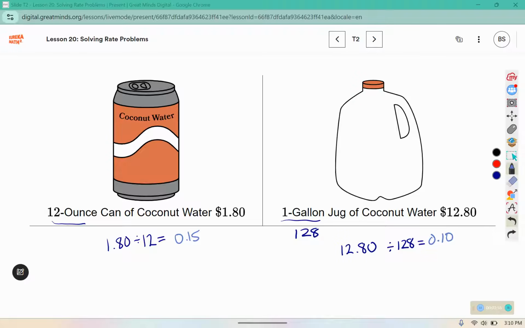So which one is cheaper per ounce? The gallon is cheaper per ounce. It's only 10 cents for each ounce, and the can is 15 cents for each ounce.